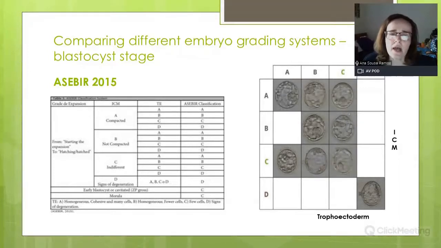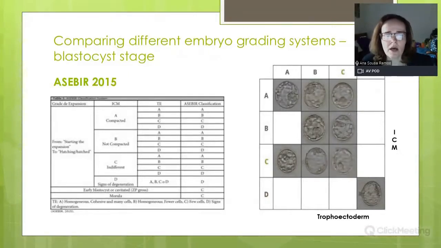Also, ASEBIR has a system of grading the blastocyst using all letters, because in the beginning, the ASEBIR system from Spain, the first grading system, didn't use the expansion. They only considered the trophectoderm and the inner cell mass, but afterward it was reviewed. And you can see, only to have an idea, that the grading A, B, C, D is regarding the inner cell mass and the trophectoderm.